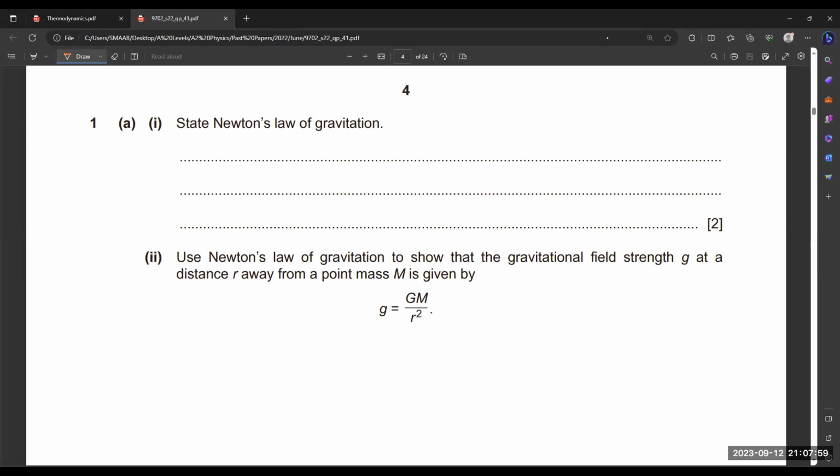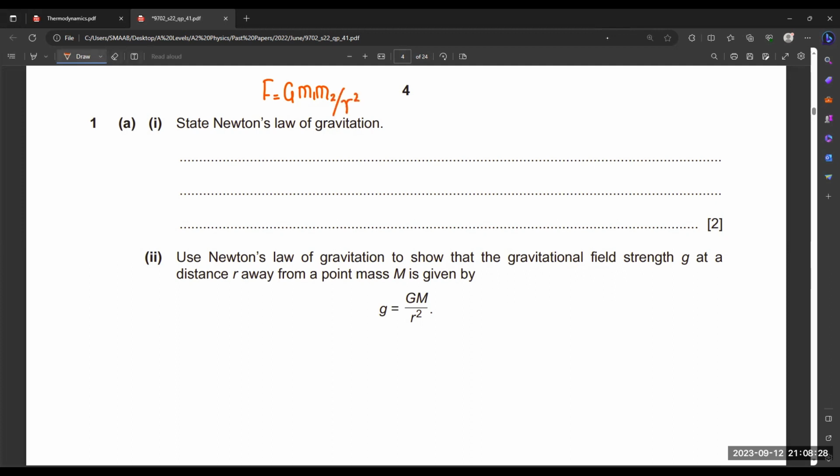State Newton's law of gravitation is very simple. You know that the force of attraction, or the formula for the law of gravitation, is F equals G m1 m2 over r square, right? Or we write capital M or small m in the place of m1 or m2. So this is the law.